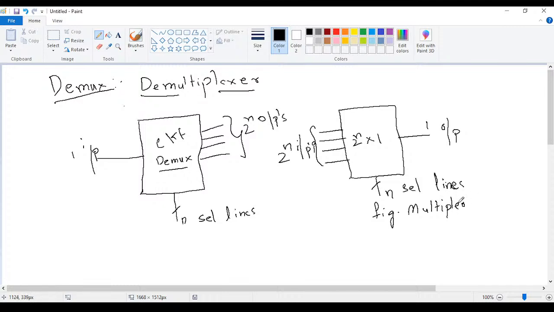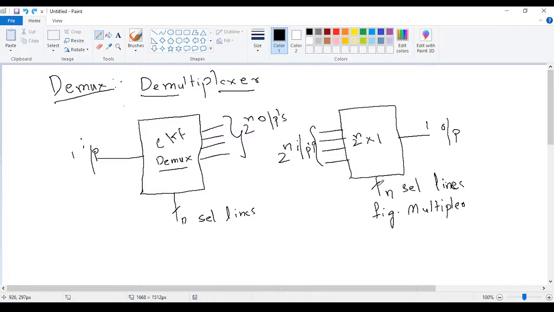In a multiplexer we give the inputs and we select the input. Depending upon the selection line, that input will be connected to the output. Here you can see a small switch will be present, like a small switch, so the selected input will be connected to the output like a switch.